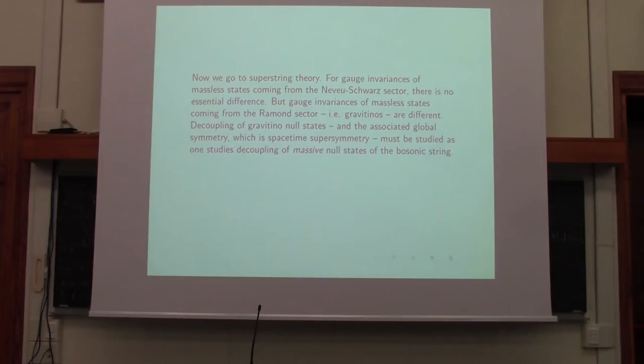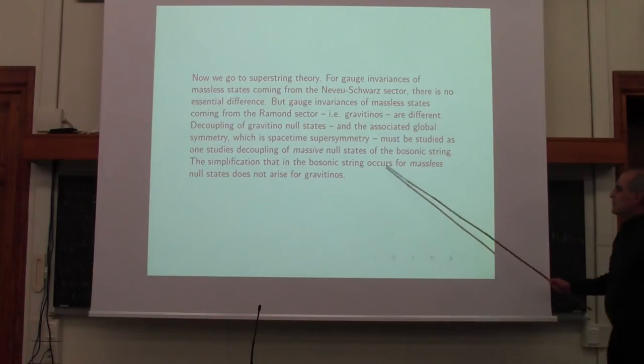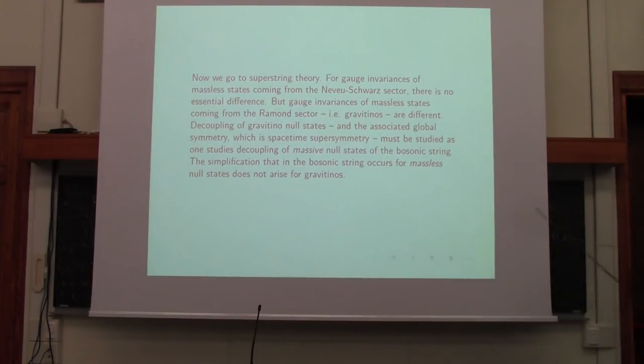For today's lecture, the essential difference between superstring theory and bosonic string theory is in this sentence. Decoupling of gravity from all modes and the associated global symmetry, which is space-time supersymmetry, must be studied like the decoupling for massive null states of the bosonic string, not the massless ones. So for the bosonic string, there's a simpler formalism for massless null states, but in superstring theory, you need to use the full machinery, even for the massless null states when they come from the Ramond sector. The simplification in the bosonic string for massless null states doesn't arise for gravitinos.